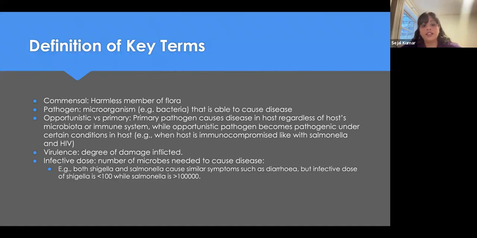So virulence is the degree of damage that a pathogen can inflict, and then the infective dose is the number of microbes needed to cause disease. So, for example, both Shigella and Salmonella can cause similar symptoms, but they have vastly different infective doses. So Shigella has an infective dose of less than 100, while Salmonella is, as you can see, more than 100,000. Basically, that means that Shigella requires less microbes to cause disease in a host than Salmonella does.